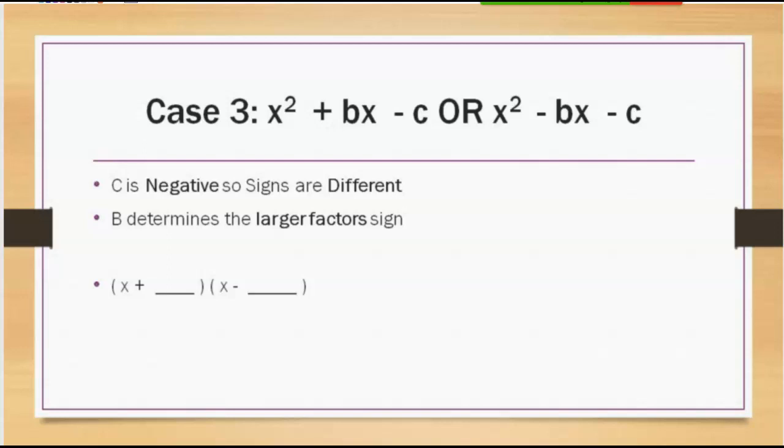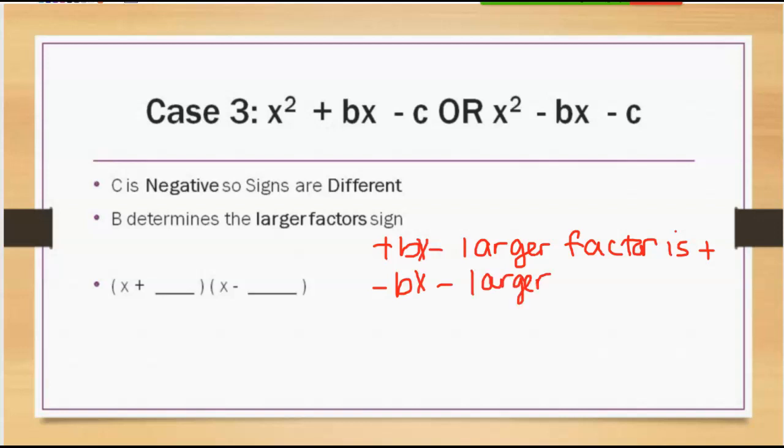So if my B value is positive, then the larger factor is positive. If my B value is negative, then my larger factor is negative. So the sign on B determines which factor is positive or negative.